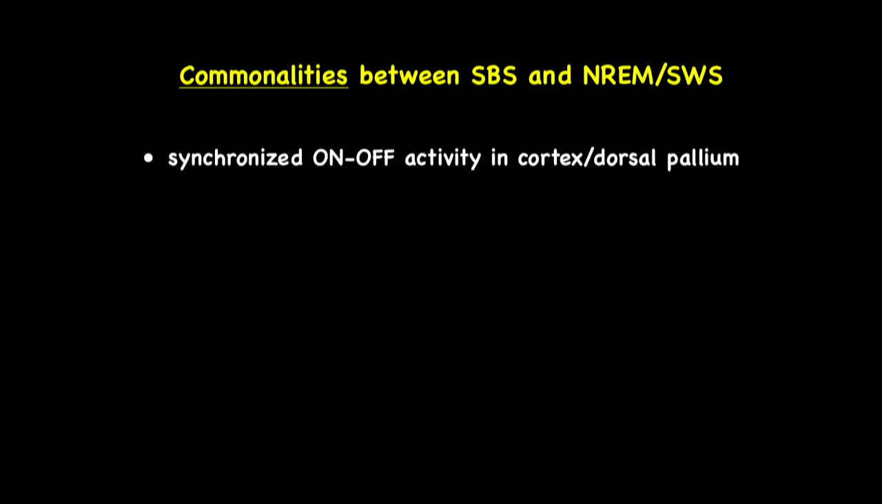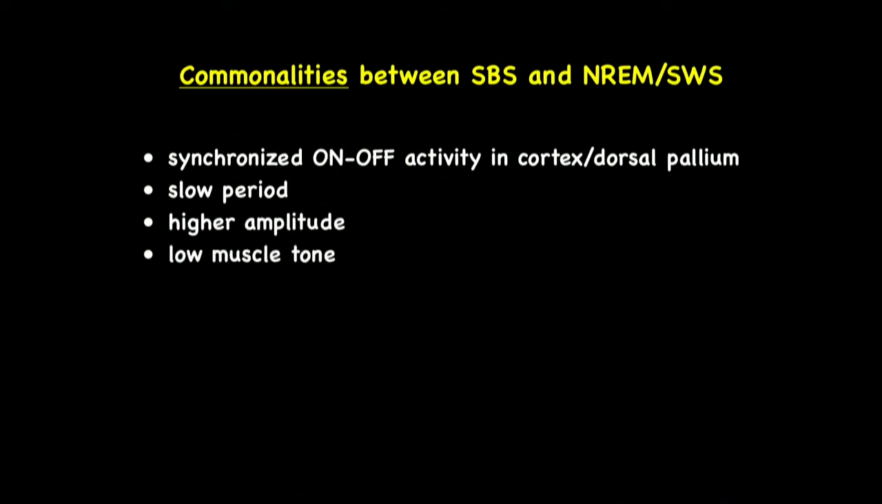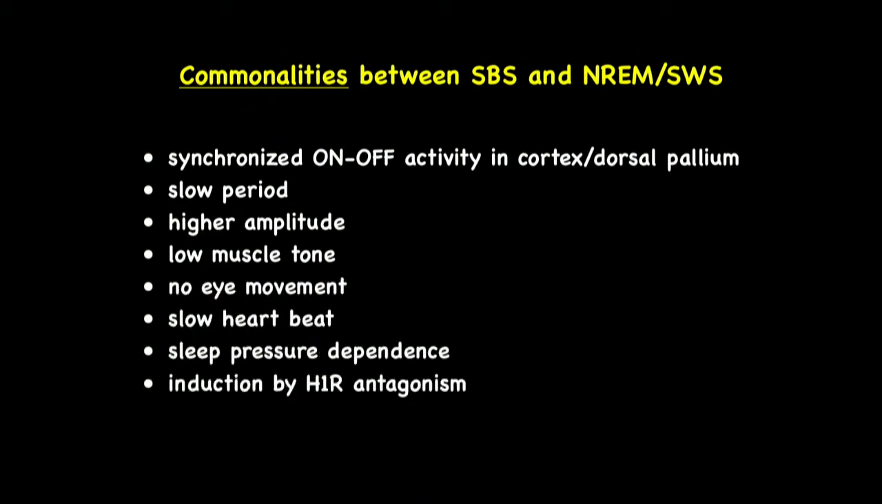Of course, people wanted us to compare that to what has been described in birds, reptiles, and mammals. What are the commonalities between this slow bursting sleep of the dorsal pallium and NREM slow wave sleep? First, you've got this synchronized on-off activity in the cortex, the dorsal pallium, the slow period, the higher amplitude, the higher firing, a low muscle tone, no eye movement, slow heartbeat, sleep pressure dependence. Antihistaminergic agents that induce non-REM in rodents and cats induce this slow bursting sleep in fish.